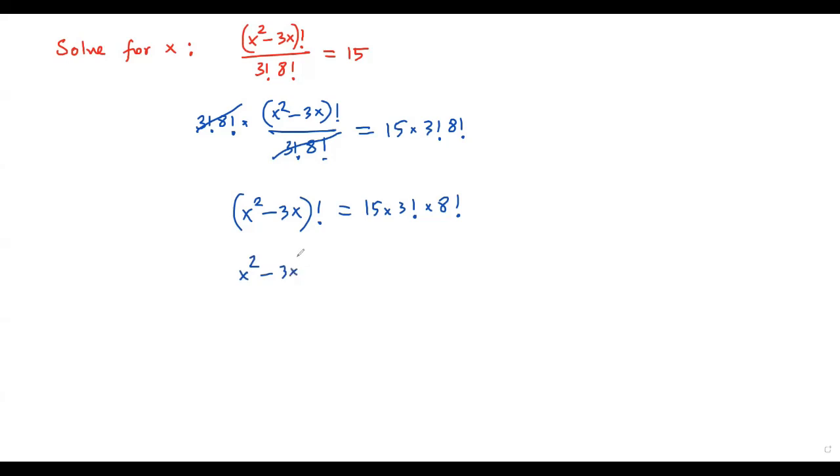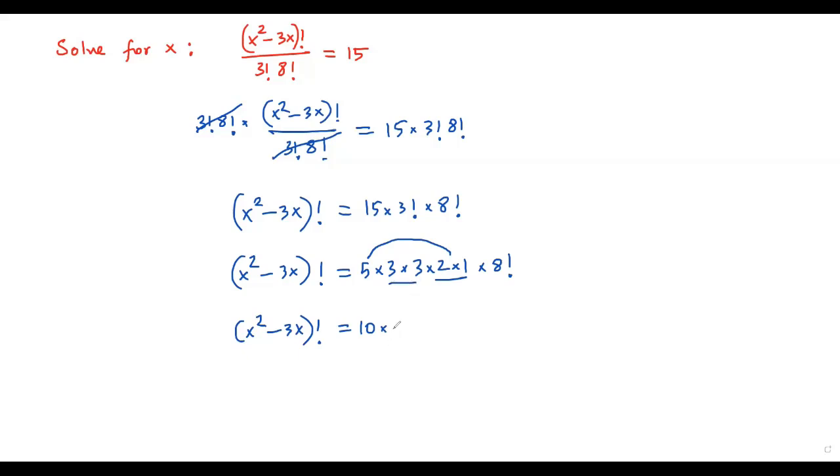(x square negative 3x) factorial equals to... for that, I'm going to write this 15 in terms of its prime factors. Then I'll be getting 5 times 3, and I can expand this 3 factorial. Then I'll be getting 3 times 2 times 1. And I keep this 8 factorial as it is. So when I multiply, 2 times 1 is 2. When I multiply 2 by 5, it's 10, times 3 times 3 is 9, times 8 factorial.